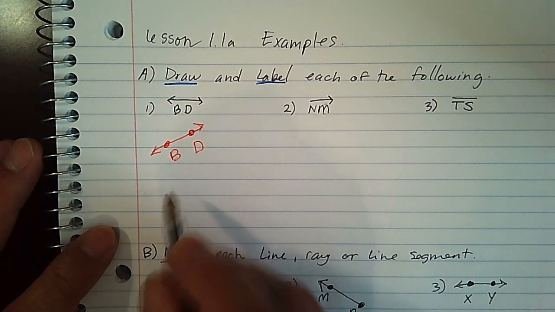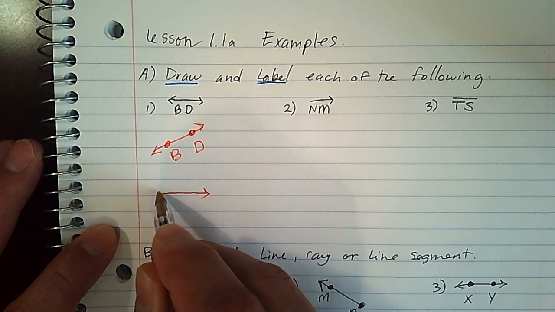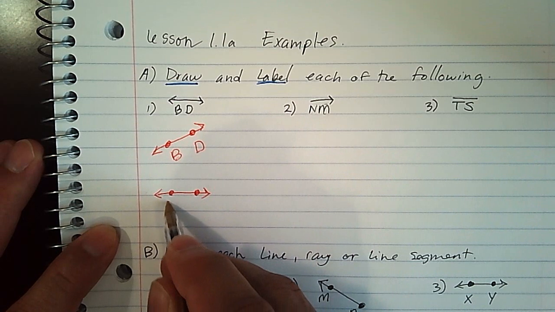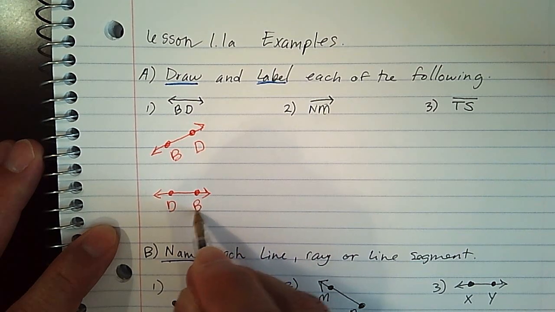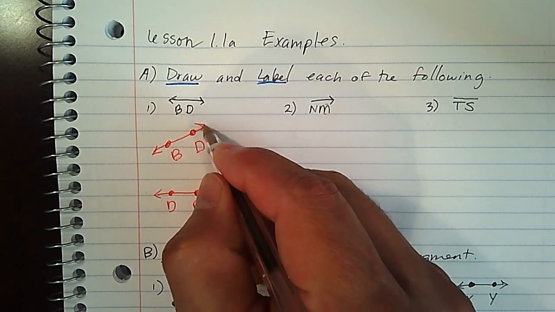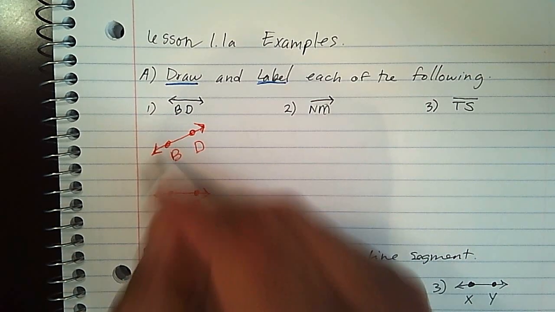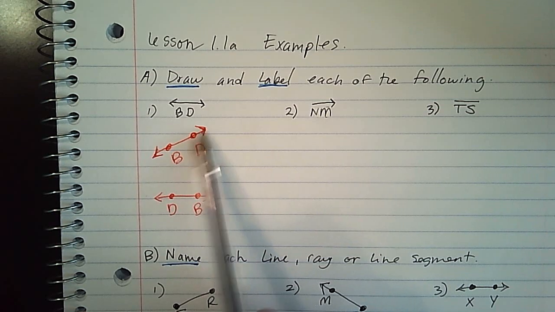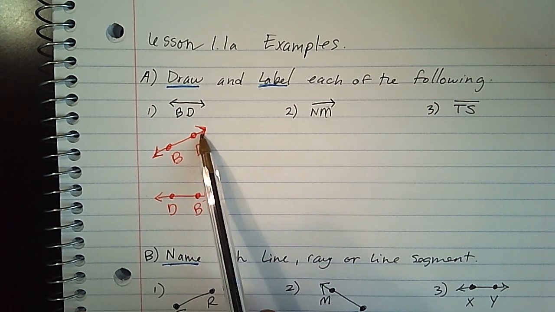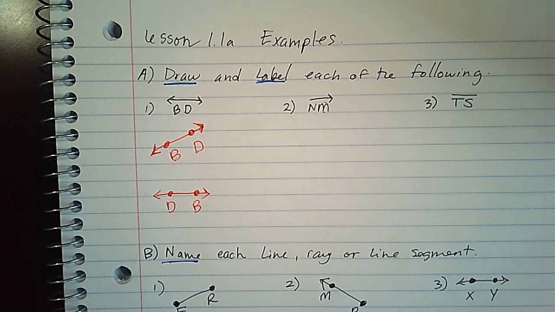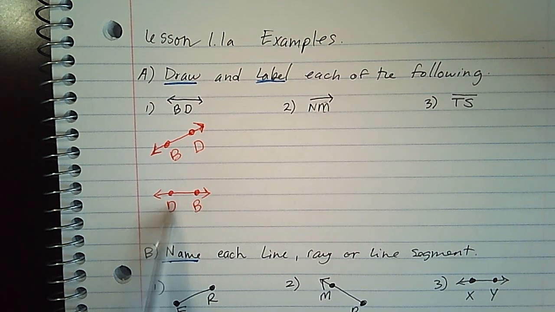Okay, if you wanted to, there's actually a bunch of different drawings you could do. If you wanted to, you could put the D first and the B second. That technically is correct also. Any variation of these two will work. There's a couple of important things. It does need to have arrowheads at the end, and it does need to have 2 dots or 2 points, and you have to have the letters BD. That's it. The order on this one does not matter.